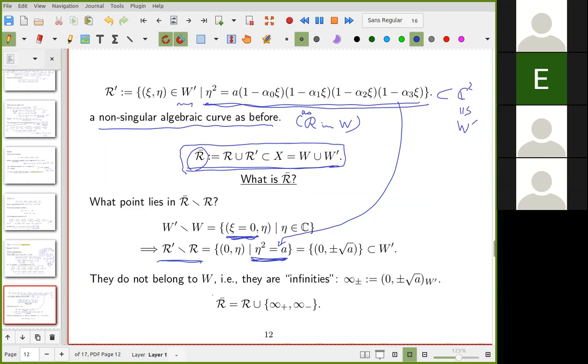So what we constructed is essentially R, and we added 2 infinite points. Well, this means that we describe this point in the coordinates of W prime.